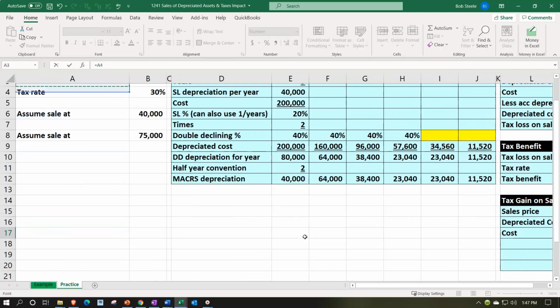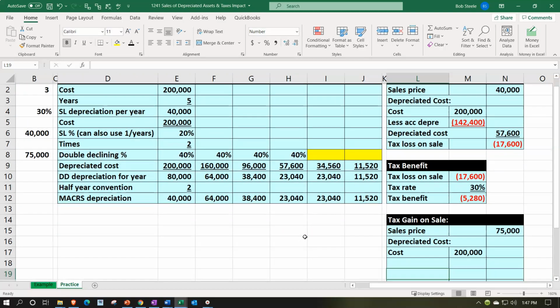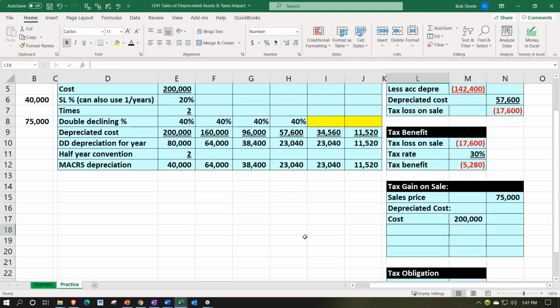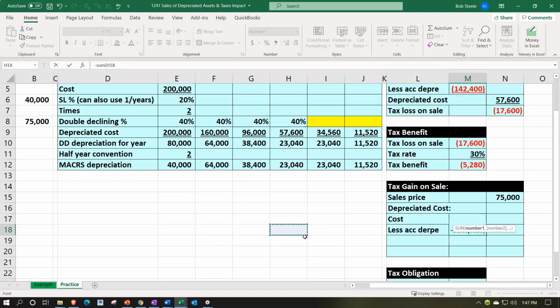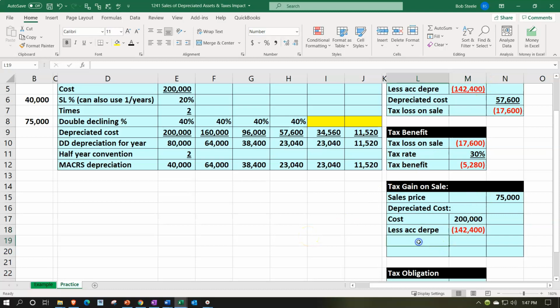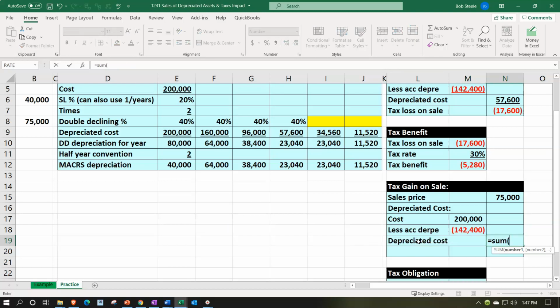So we're going to say this will be the 200,000 then. And then we have less the ACC depreciation, which is going to be once again negative SUM of the depreciation for year 1, 2, and 3. So that's the same 142.4. That's going to give us our depreciated cost, which equals the sum of these two. Let's put an underline there, font group and underline.